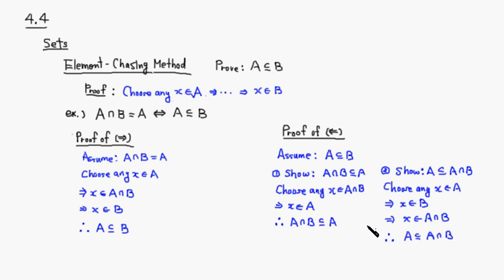So combining these two containments, we can make the conclusion that A intersect B is an identical set as A. So this proves the other implication. That's the end of the proof. That's it. I hope that this was clear.